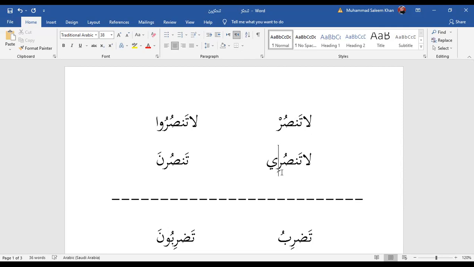La tansuri. Yeah, so we have to bring in kasra so that it matches with ya. So it will be la tansuri. And what about la tansur?